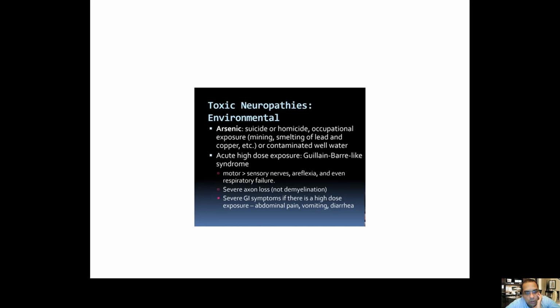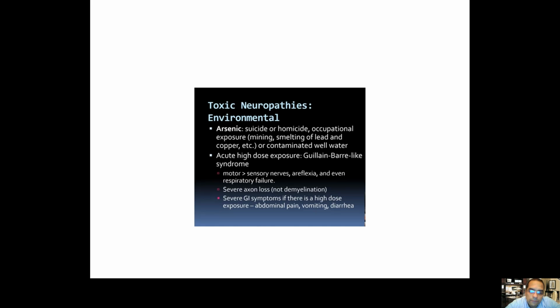But again, this will coincide with severe gastrointestinal (GI) symptoms where there is a high dose of exposure. There will be abdominal pain, vomiting, and diarrhea. People with Guillain-Barré syndrome don't usually have this kind of severe GI symptoms, but in arsenic toxicity it will be a motor neuropathy resembling Guillain-Barré syndrome, but with more gastrointestinal symptoms. Here we start to think about arsenic.